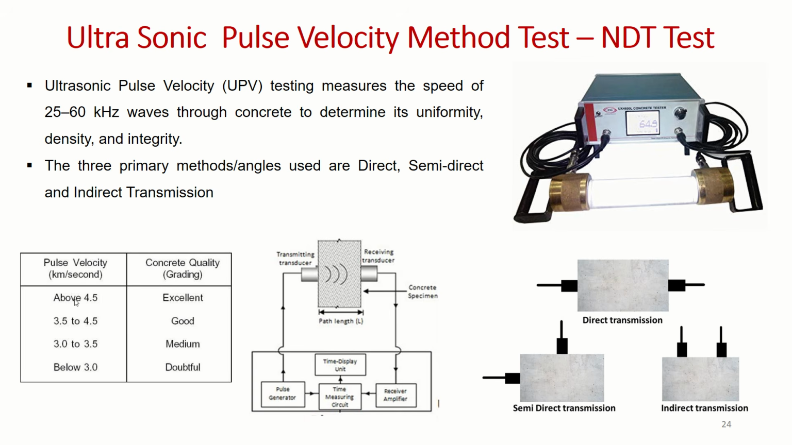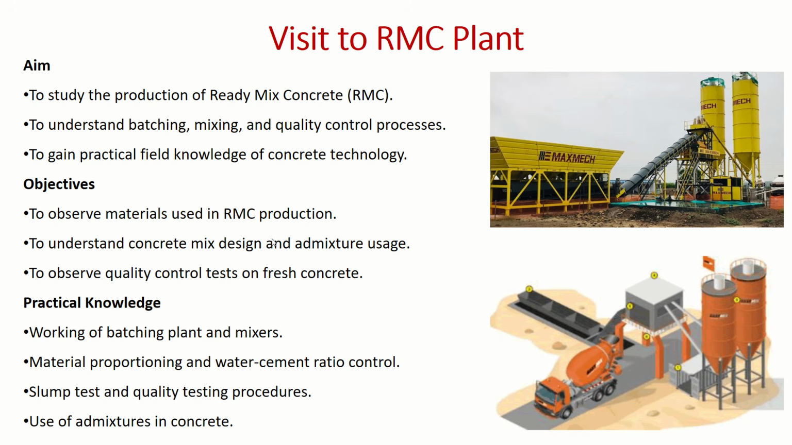So in this table you can see when the pulse velocity is more than 4.5 kilometers per second, that concrete quality is called excellent quality. When the pulse velocity is around 3.5 to 4.5, that is good quality concrete. And likewise we can see the concrete quality with the help of the ultrasonic pulse velocity method.